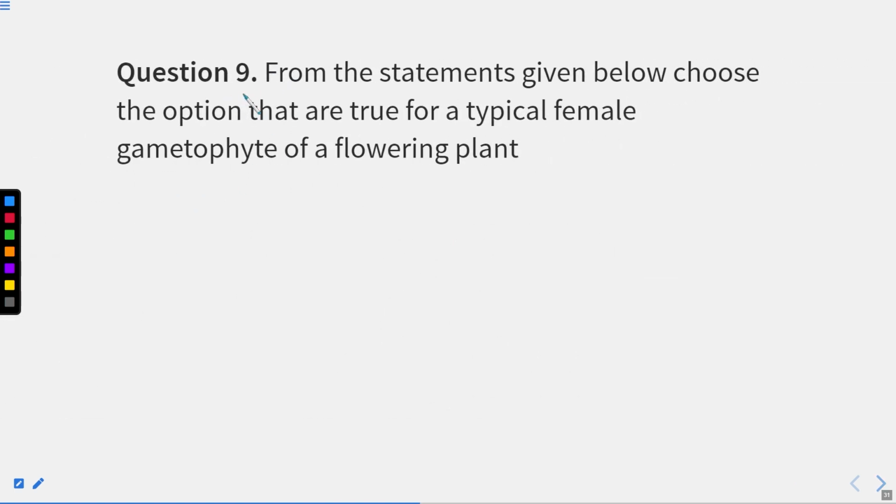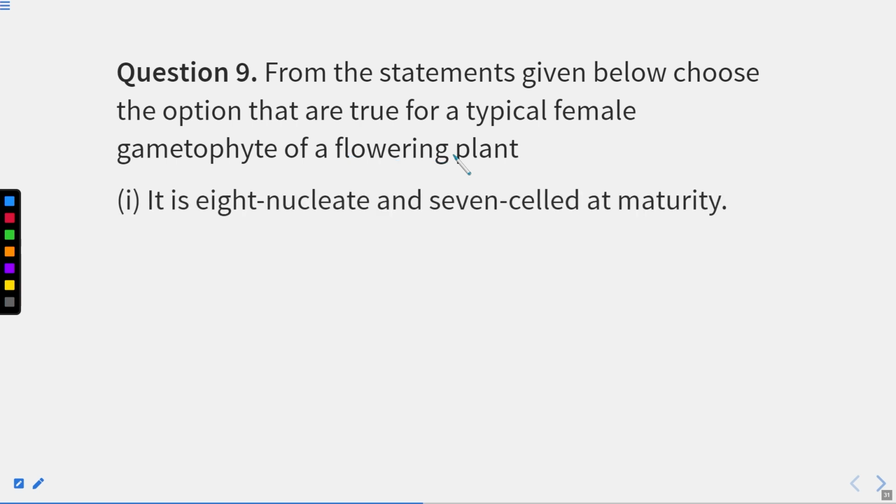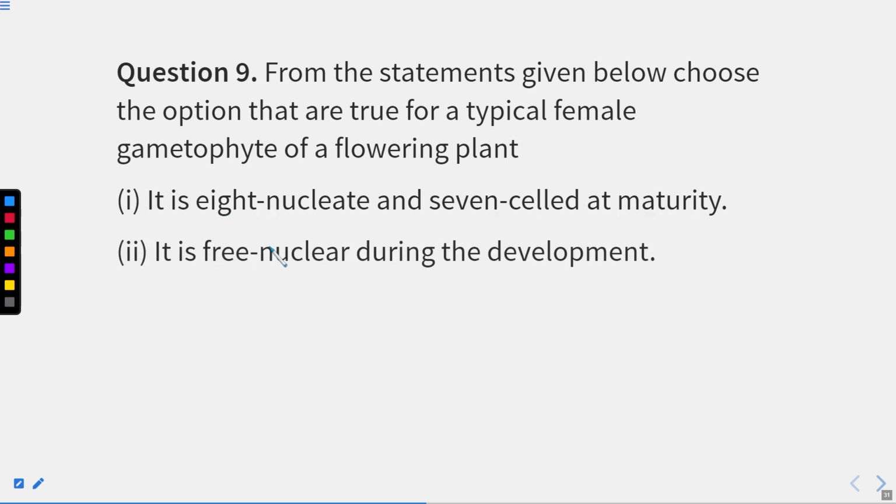Now let's talk about question number 6. From the statements given below, choose the options that are true for a typical female gametophyte of a flowering plant. So these are the options. It is 8-nucleate, which means it consists of 8 nuclei and is 7-celled at maturity. Second option is it is free nuclear during the development. Free nuclear means nuclear division is happening, but there is no cell division. This is known as free nuclear condition.